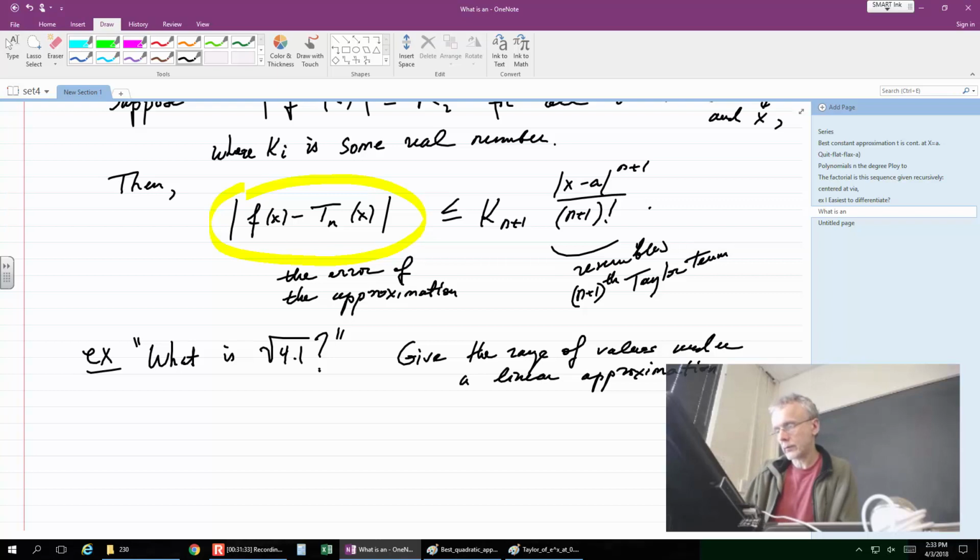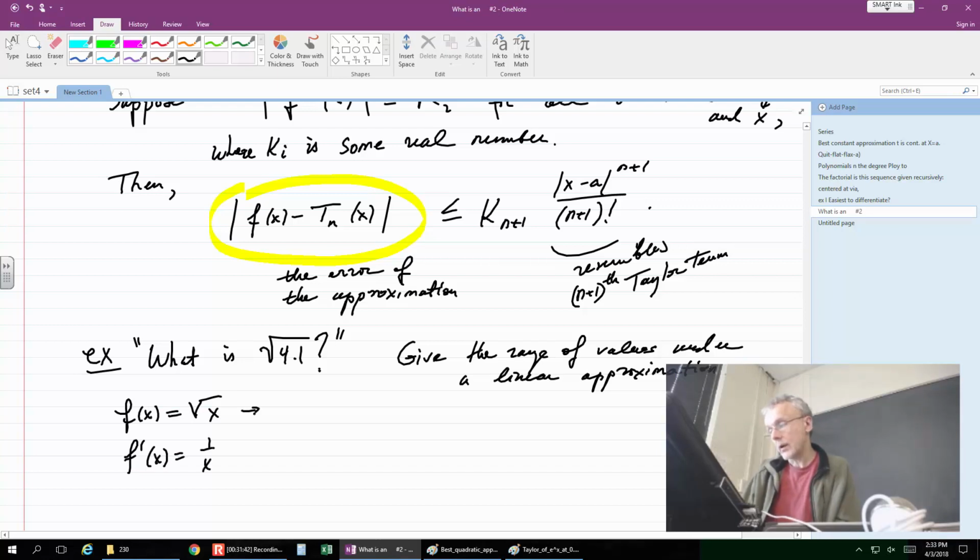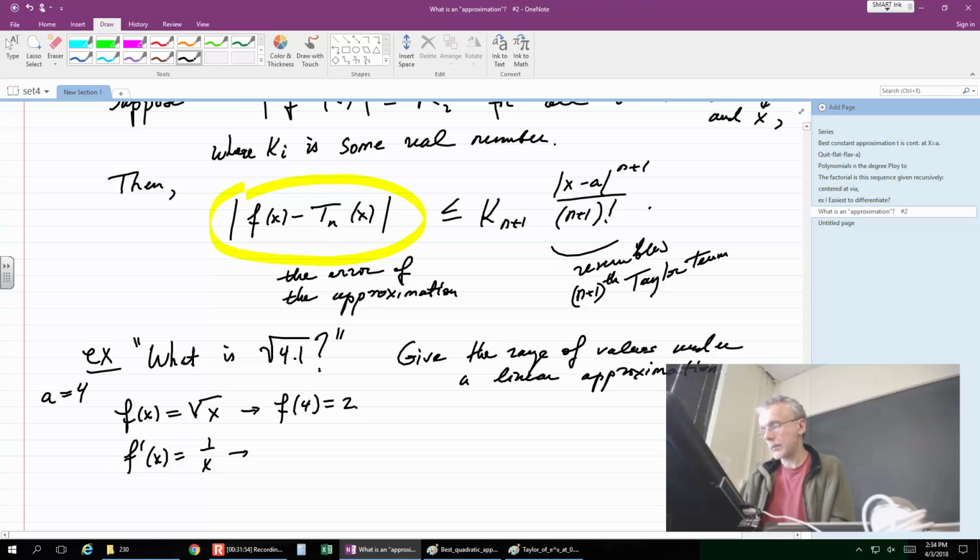The formula is certainly simple. So f of x, remember, is equal to the square root of x. f prime of x is equal to 1 over 2 square root of x. Proceeding once again to plug in the value, a is equal to 4. So f of 4 is equal to 2. I'm sorry, the derivative is 1 over 2 square root of x. I plug in 4, so f prime of 4 is equal to 1/4.